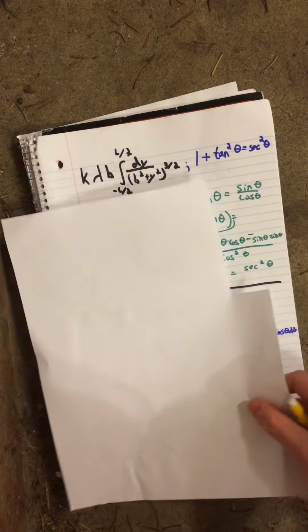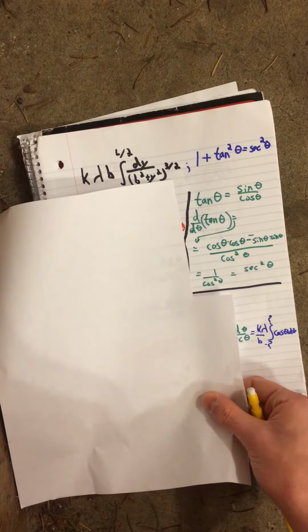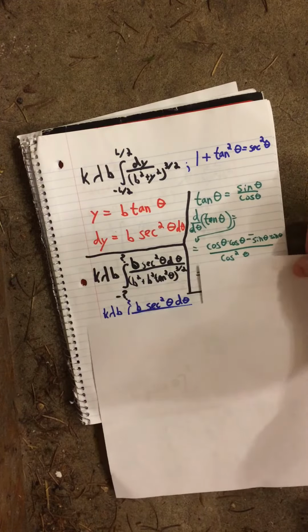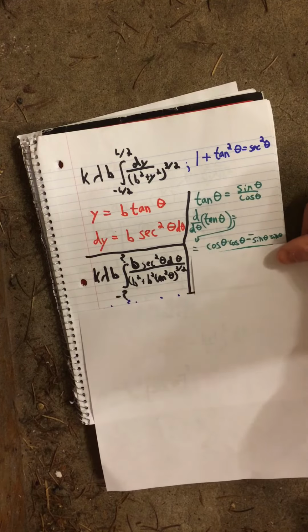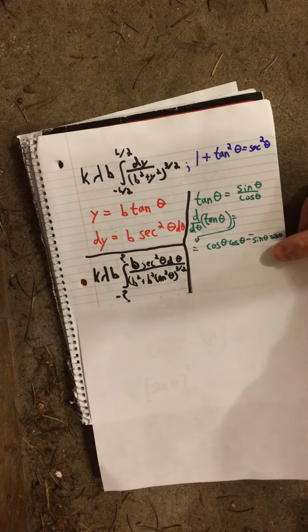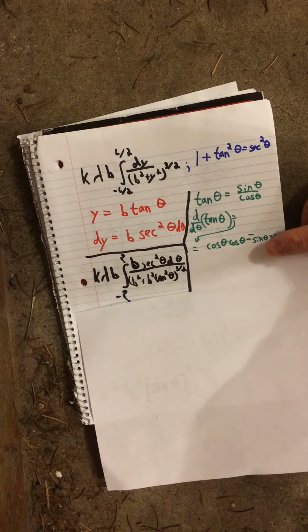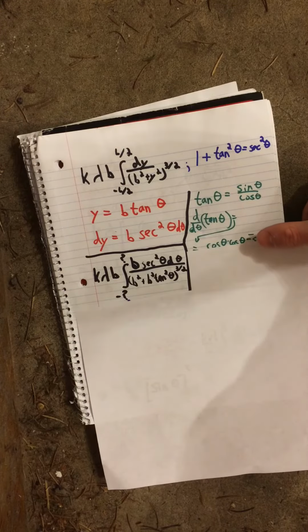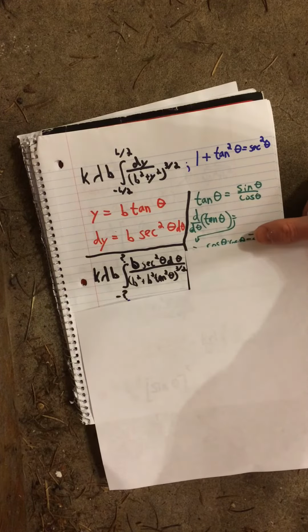Let's do this. You can pause the video if you forgot how to do that. It's just a quotient rule. Now we substitute in b tangent theta for y, and we get this integral. You notice I've put the limits, the new limits are not negative L over 2 to L over 2, they're negative question mark to question mark. And that's because the limits change when you substitute in a function.